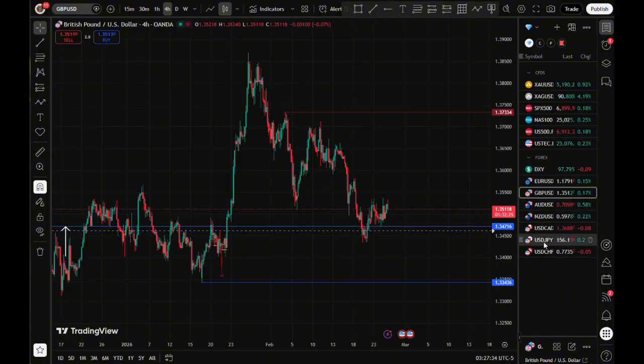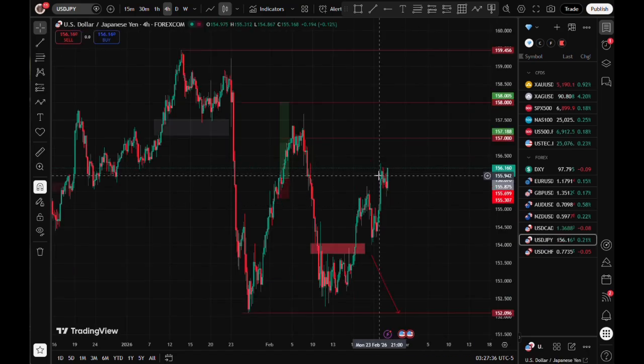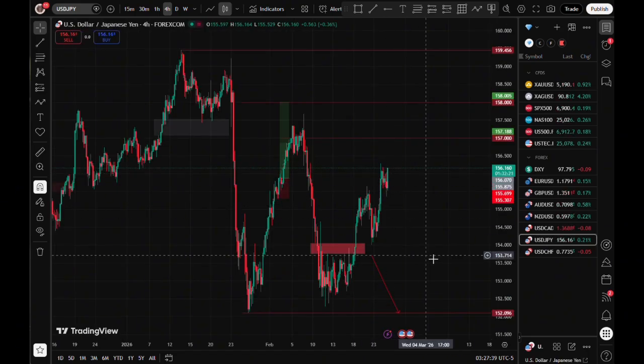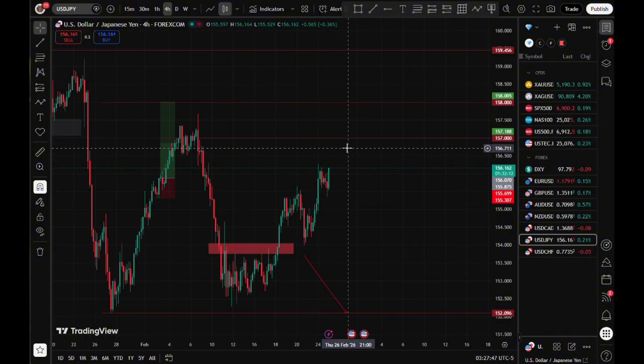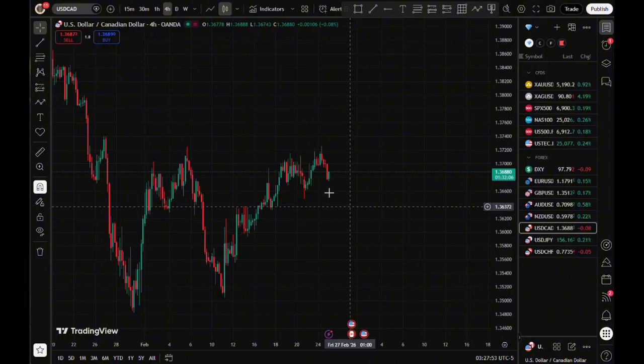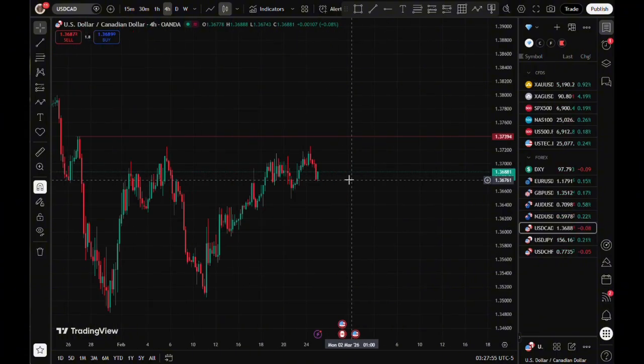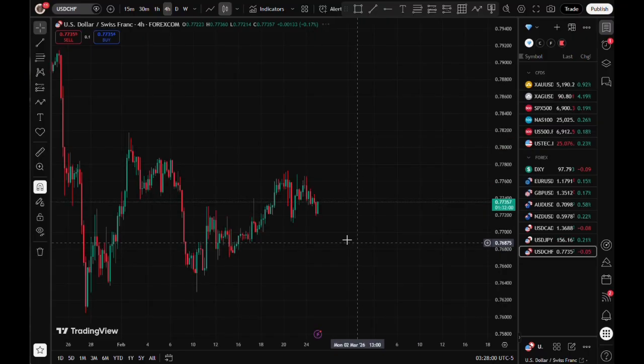Meanwhile, on USD JPY, we might not necessarily be looking for shorts. The reason being that the Japanese yen is very weak, so we could actually see some higher prices because of the weakness in Japanese yen. We could actually see higher prices, but on USD CAD and USD CHF, we might be looking for lower prices if we start to see structural lows, especially on USD CHF.